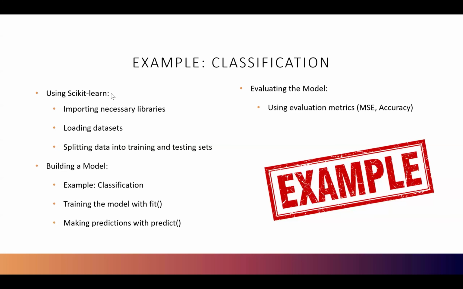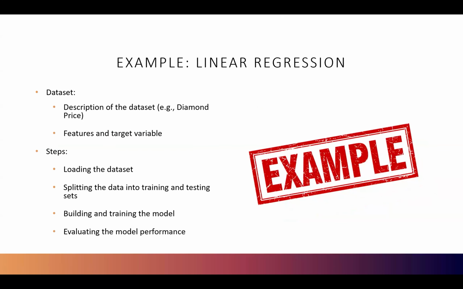Let me share my slides again to go over my next example, which is linear regression. In this example, we're going to go over diamond pricing. Again, we're going to look at features and target variables. We're going to do a similar thing: loading the data set, splitting the data into training and testing, building and training the model, and evaluating the model performance.